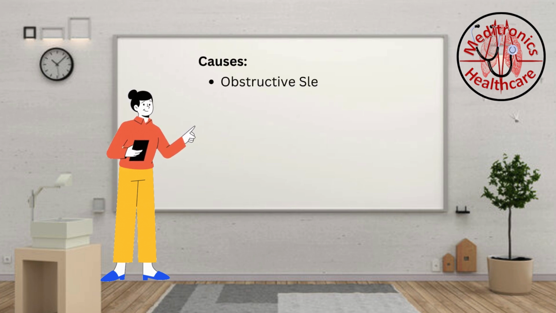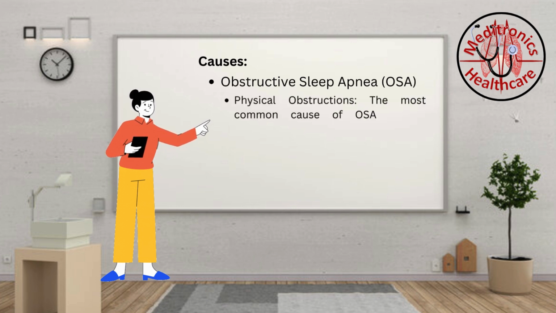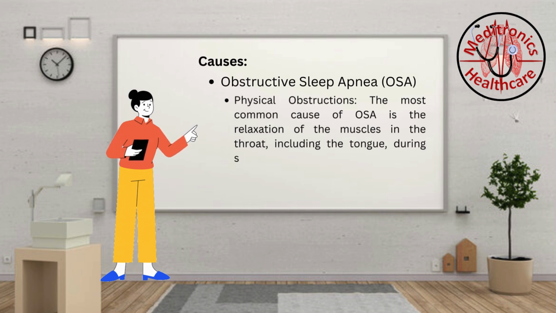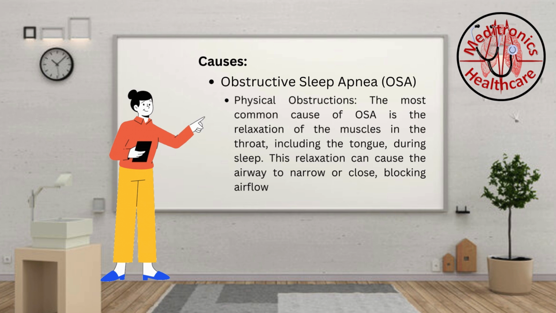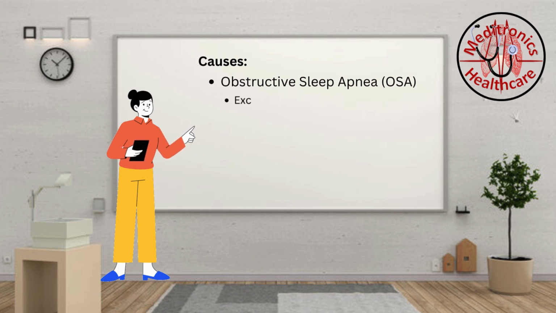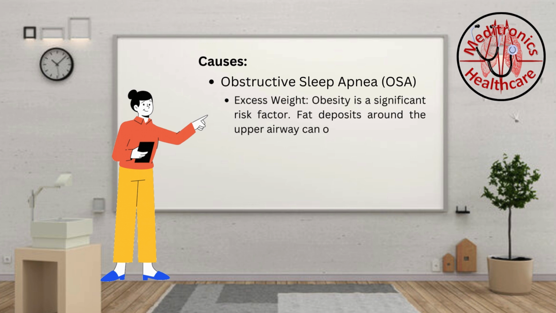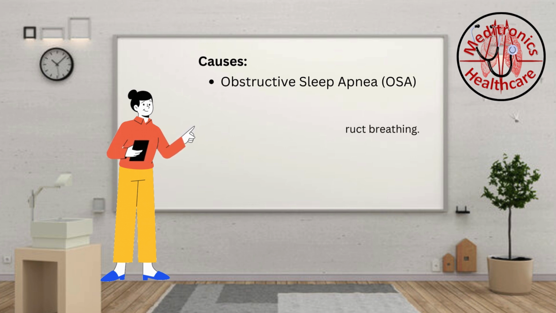Causes. Obstructive sleep apnea. Physical obstructions. The most common cause of OSA is the relaxation of the muscles in the throat, including the tongue, during sleep. This relaxation can cause the airway to narrow or close, blocking airflow. Excess weight. Obesity is a significant risk factor. Fat deposits around the upper airway can obstruct breathing.